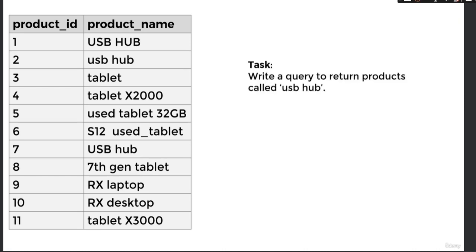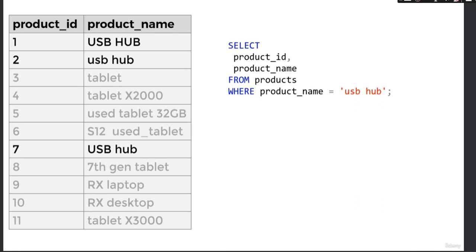Let's say we have the following task. Write a query to return products called USB hub.